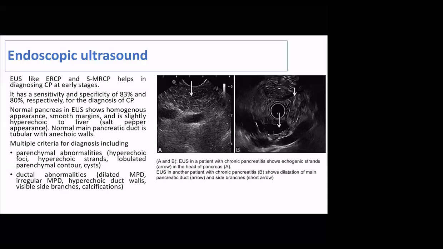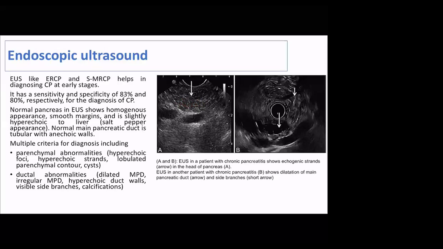and anechoic wall. Multiple criteria are involved in the diagnosis of chronic pancreatitis using endoscopic ultrasound. نقسمها إلى parenchymal abnormalities and ductal abnormalities. The parenchymal abnormalities يكون hyperechoic foci and hyperechoic strands, lobulated parenchymal contour and cysts، مثل ما نشوف هنا strands, hyperechoic strands.